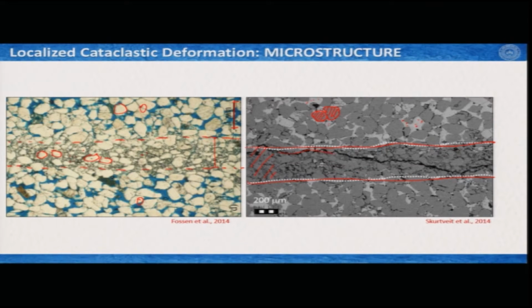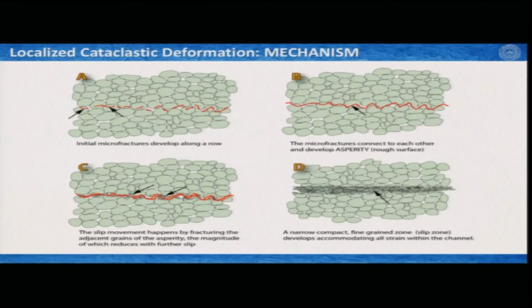We also see a very typical fracture or opening along this. These are all characteristics of localized cataclastic deformation that happens in a very narrow zone here and here, where the grains do compact or they move past each other by producing some fractures within the grains, and they just compact together.